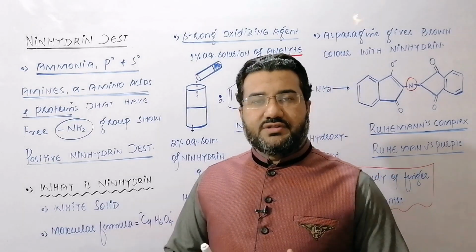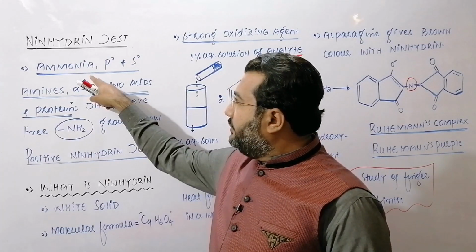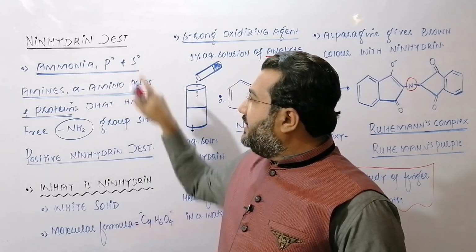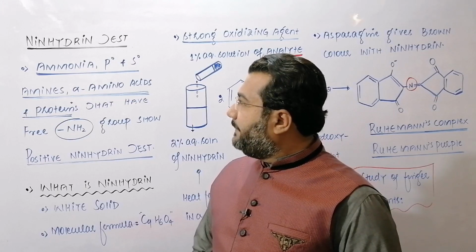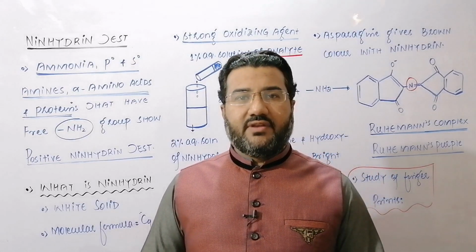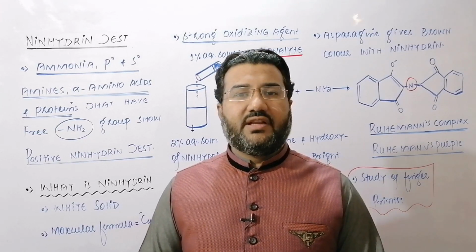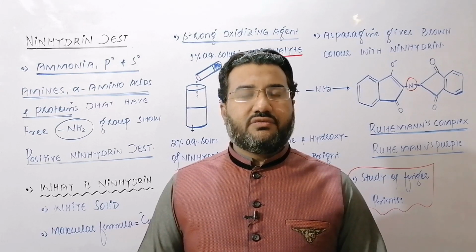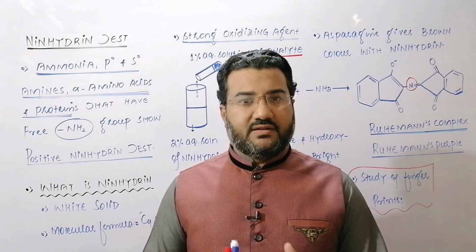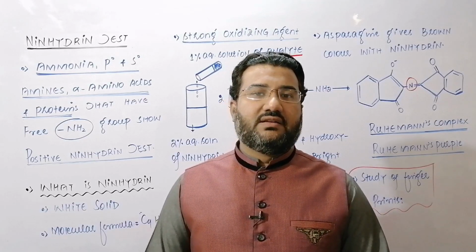Which are the compounds that show the positive ninhydrin test? Ammonia, primary and secondary amines, alpha amino acids, and the proteins having free amino group, they show the positive ninhydrin test. So first of all, you will memorize what kind of compounds show positive ninhydrin test.